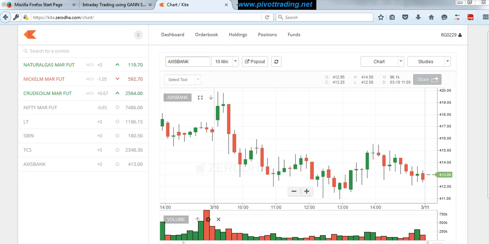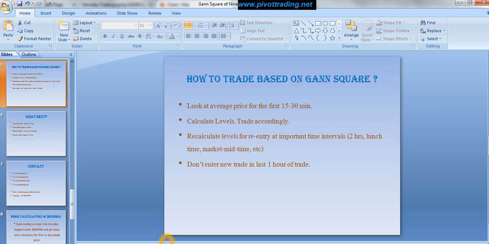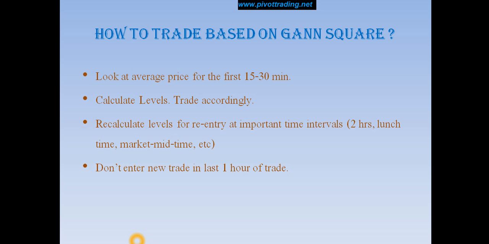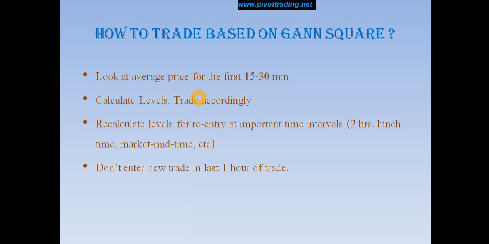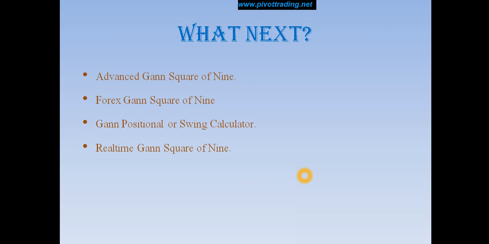But let's see what we all planned for this session. Okay, so we covered this: look at the average price, calculate the levels, trade accordingly, and recalculate the levels. How we can recalculate the levels after 2 hours, lunchtime or the market midtime, and never ever enter into a new trade in the last 1 hour of the market.